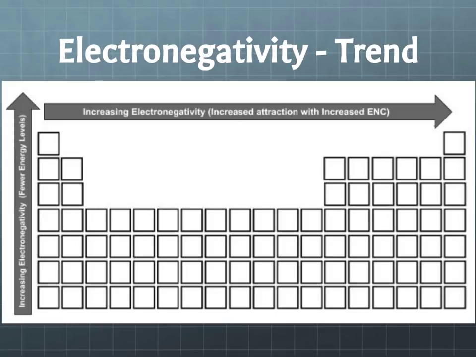So you can probably expect that since everything over here forms positive ions and these form negative ions, the highest electronegativities are going to be over here.